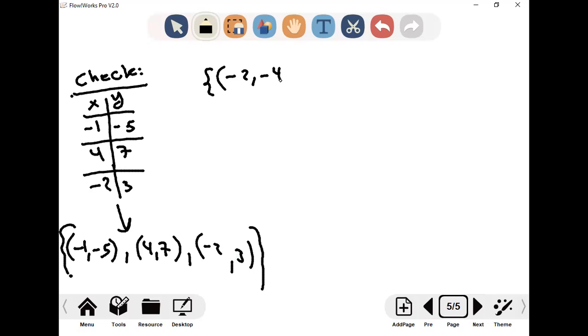The second point is here, up. What's the x? 1. The y?